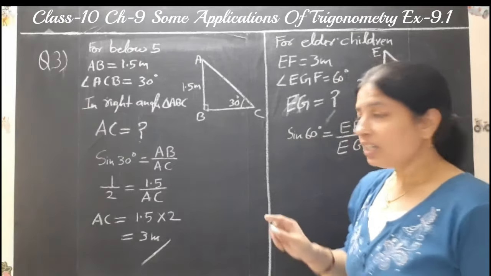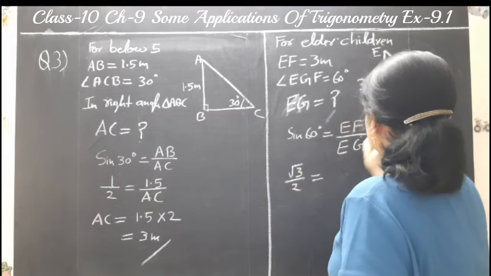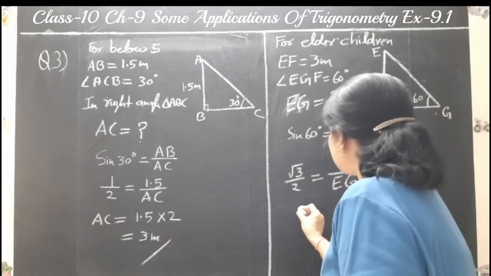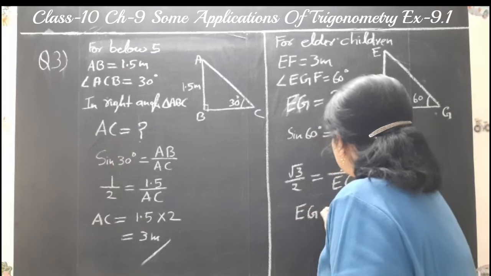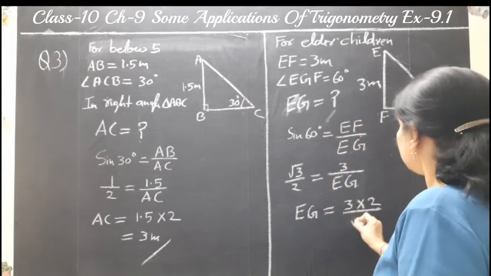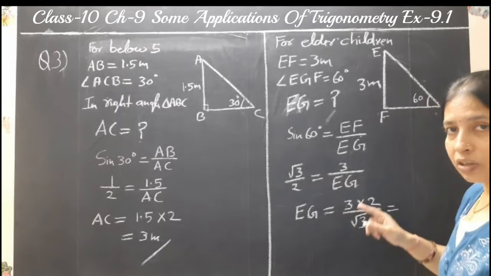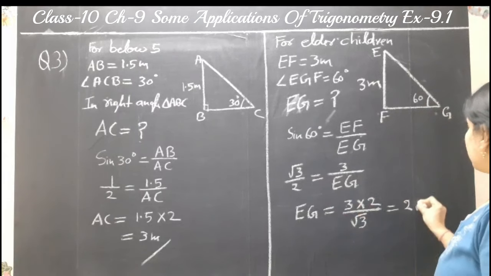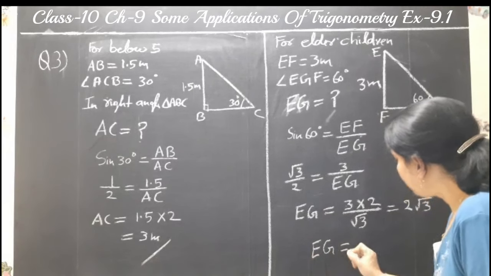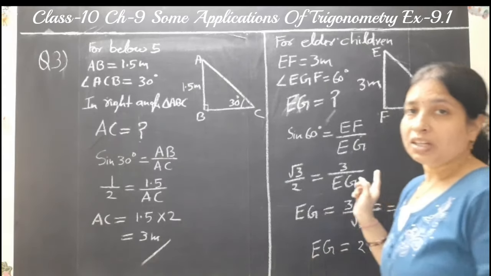What is the value of sine 60? Yes, sine 60 is equal to root 3 by 2, and EF is given 3 meter and EG we have to find out. So by cross multiplication we can write EG is equal to 3 multiplied by 2 divided by root 3. Divide 3 by root 3, we get root 3. So write this 2 first, then write root 3. So in the second case, the length of the slide will be 2 root 3 meter. This is our answer.